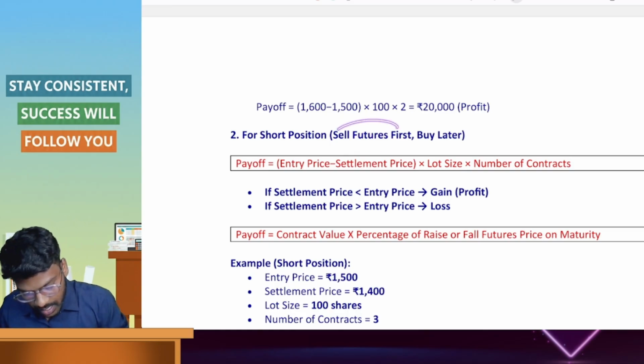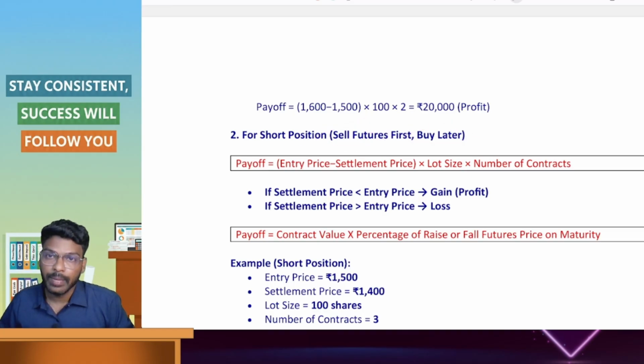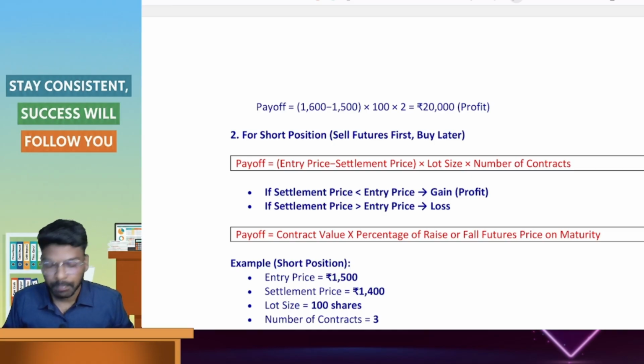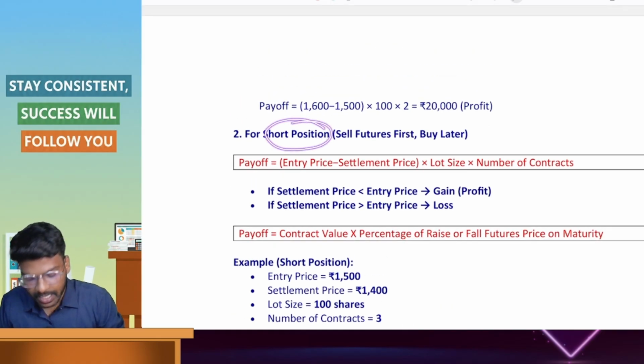He can sell the future contract, and also buy later. Sell future, buy later. What will happen? He will sell the future contract to the other person and he will get the money. Then he will buy the shares in the spot market on maturity date. Then the payoff, he has an expectation. What is the expectation in case of short position?